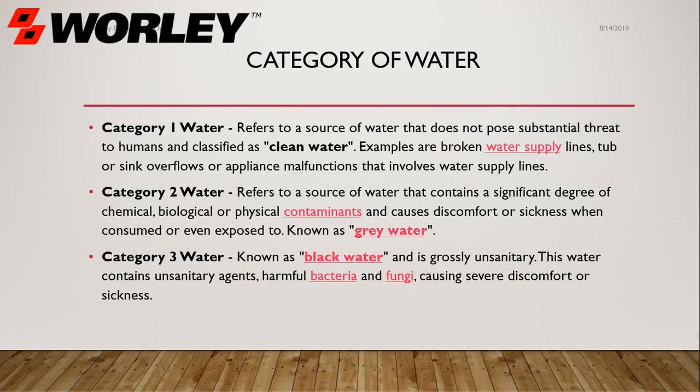And then we have Category 3 water, which is black water. This is your sewage backups. Very harmful, unsanitary agents, a lot of bacteria, a lot of fungi. You get the picture. Black water comes from the sewage.